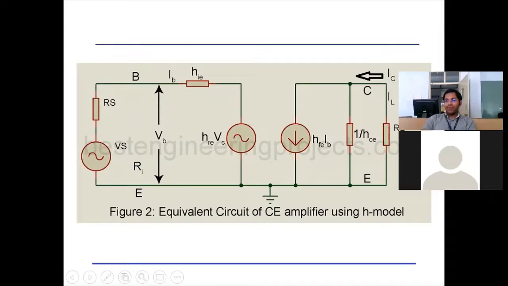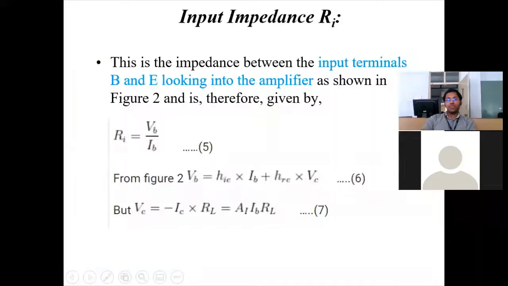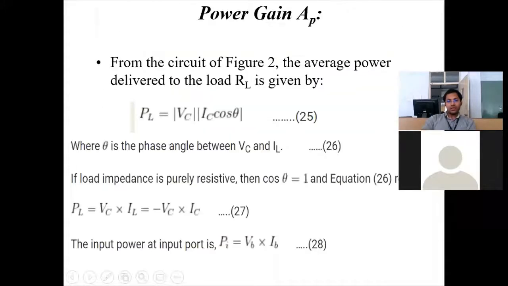But if I want the exact value, I multiply VC and the current here, which will be minus IC. So VC into minus IC will give us the power at the output terminal. We can call this VC or VL, because the collector voltage as well as the load voltage are the same. So I can write it as VC into IL or minus VC into IC.